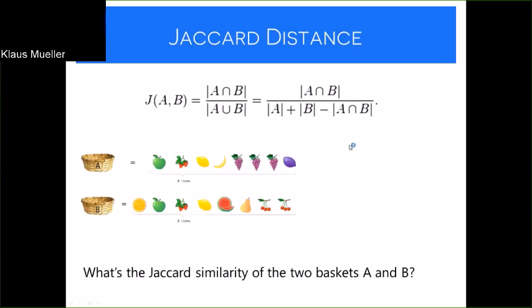If you have these two baskets, basically the intersection is 3. The lemon, the strawberries and the lime are shared, and all the others are different. Then you compute it. This is basically good for itemized lists, and that would be the way to do it.